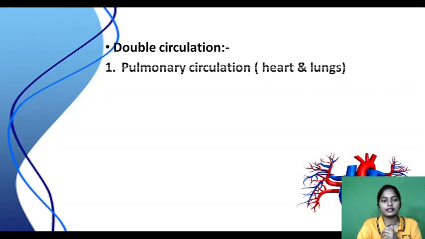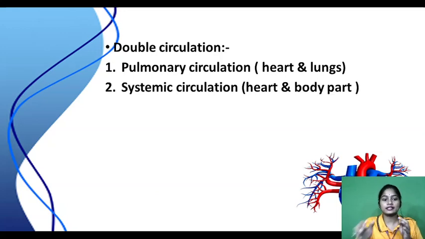Now see, double circulation. What is double circulation? Our blood is entering twice into our heart. That is why it is called double circulation. First one is pulmonary circulation, which means between the heart and the lungs. And the next one is systemic circulation, which is between the heart and our body parts, right?